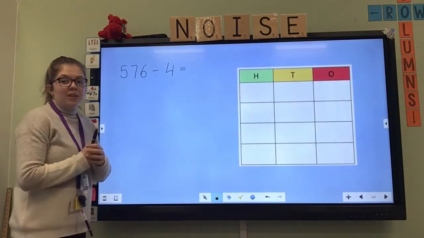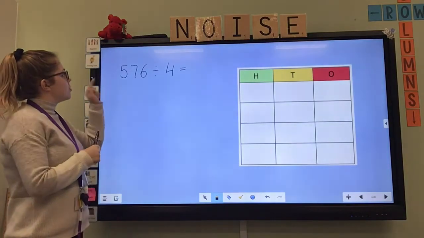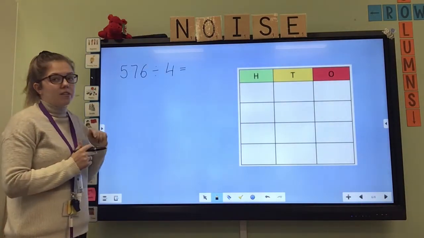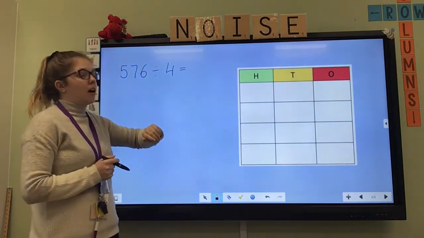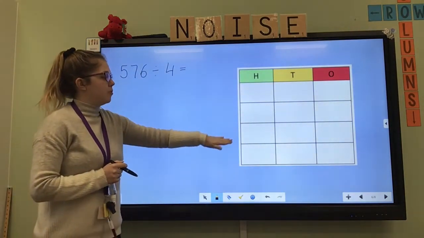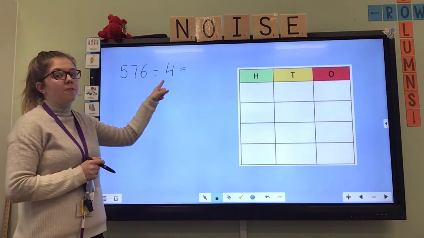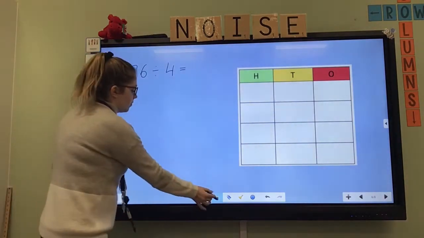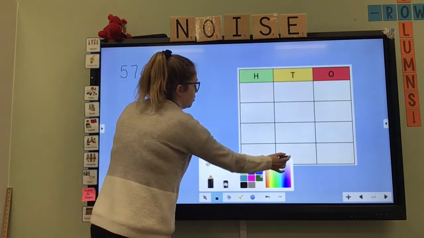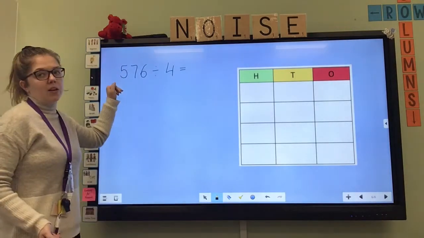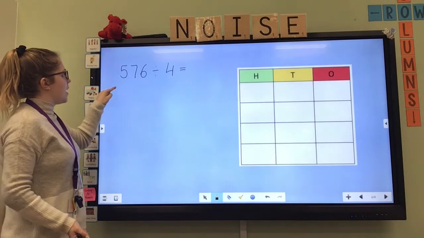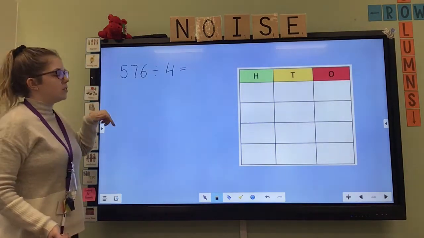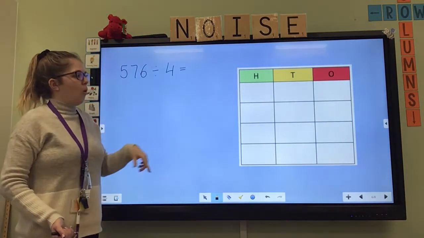On my board this time, I have got 576 divided by 4. Got my place value grid to help me again. This time I've got 4 rows because I'm dividing by 4. So always start with the hundreds. You start with the highest value when you're dividing. So we're going to do our hundreds first. I need to share 5 hundreds into 4 groups.